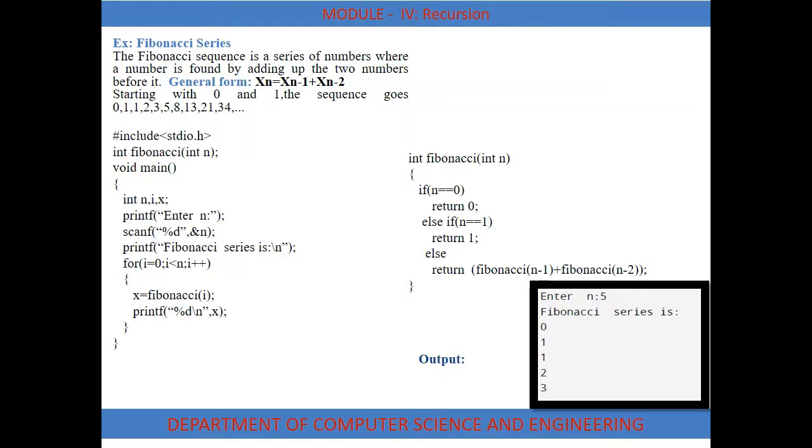Now again increment the value of I by 1. I is equal to 4. Is 4 less than 5? True. Again pass the value 4 to the function. Again check the condition. Is 4 equal to 0? No. Else if, is 4 equal to 1? No. Go for the else section.